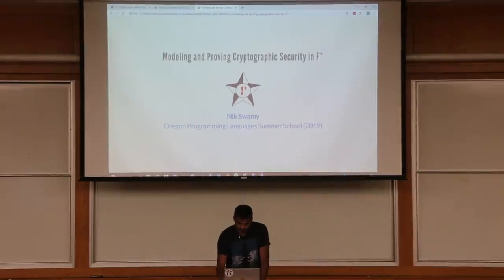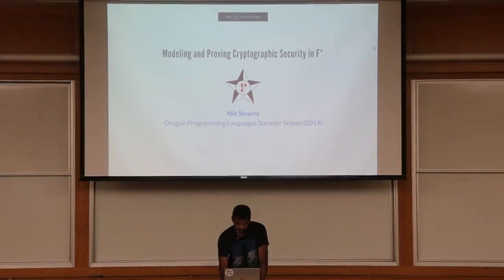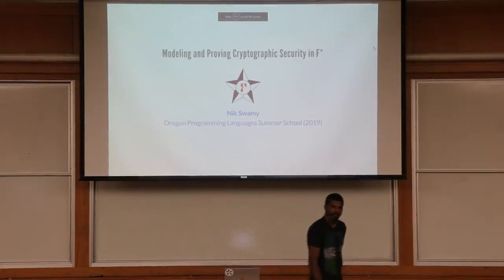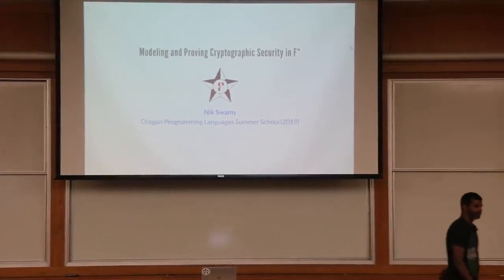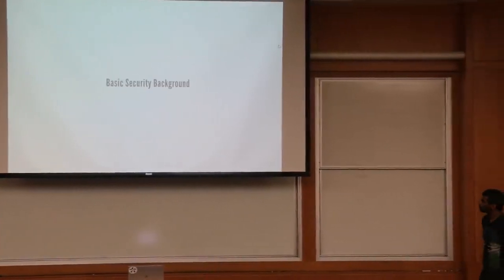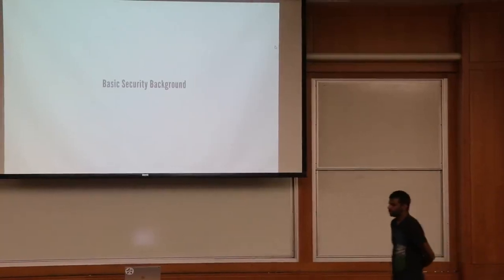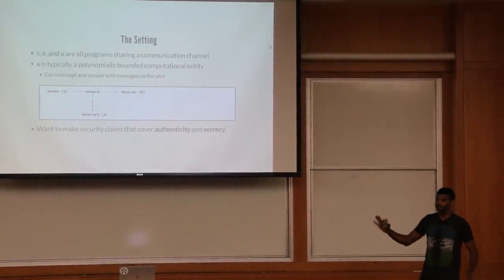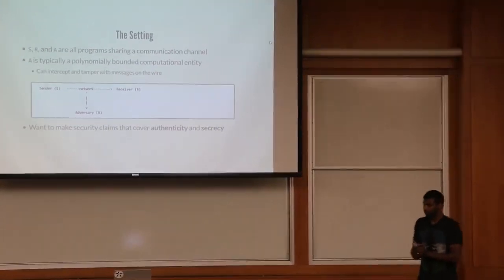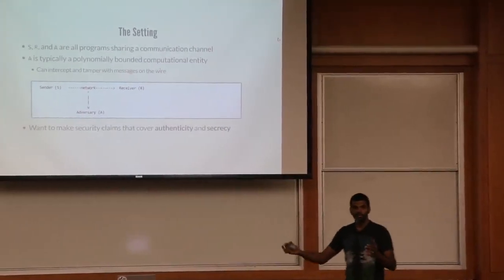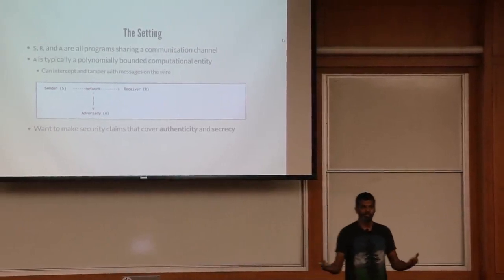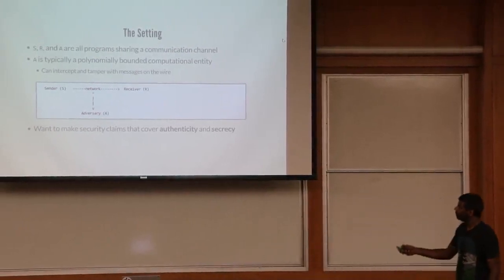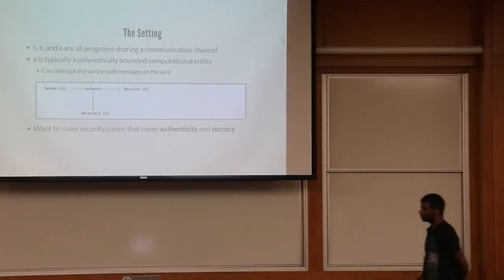Okay, so switching gears now. It's quite a different talk: modeling and proving cryptographic security. I'm going to start with some basic security background. What we're looking at here is a setting where we have communicating computational entities over a network, a sender S and a receiver R.